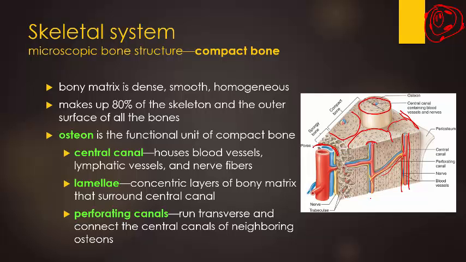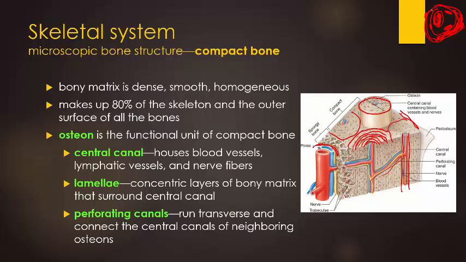So the bone matrix is laid down in layers around the central canal, and that's what we're seeing here. Each of the layers wraps around it, and you can think of this material here in between each one of the ring lines. So here's another layer of that.